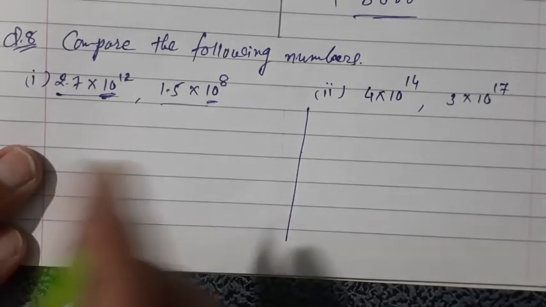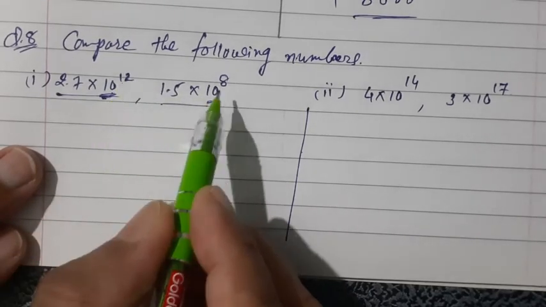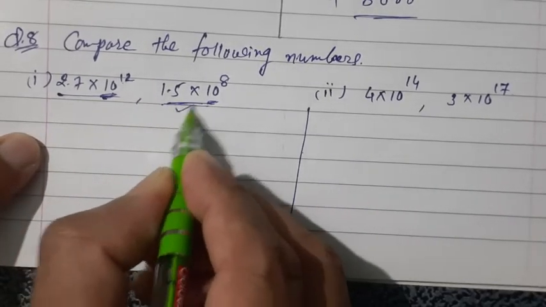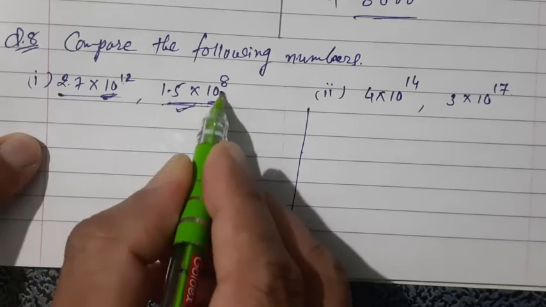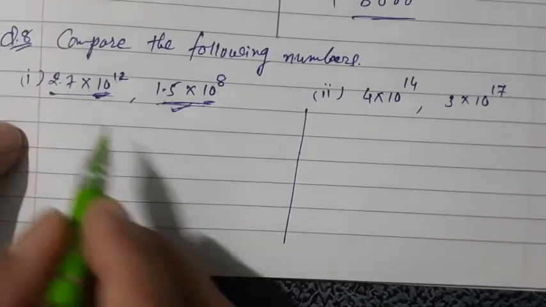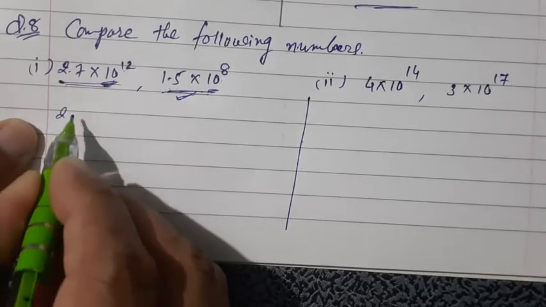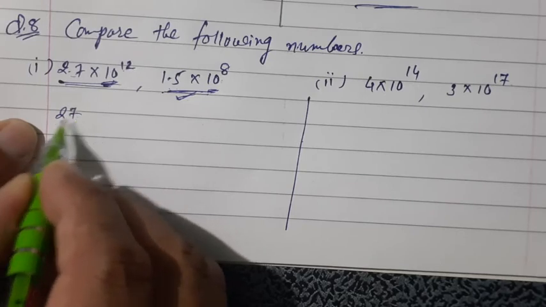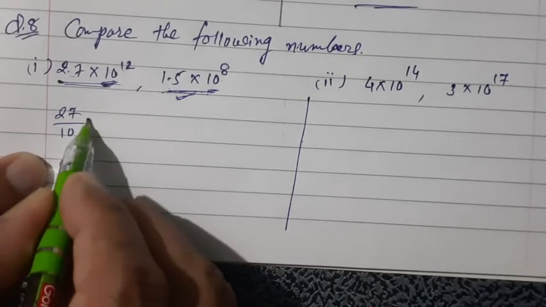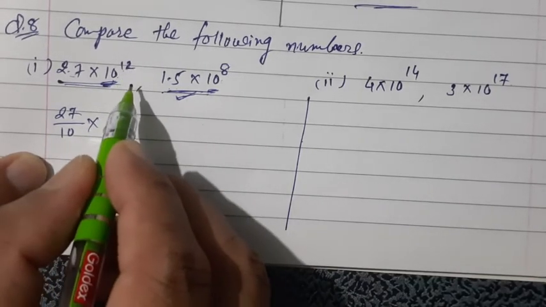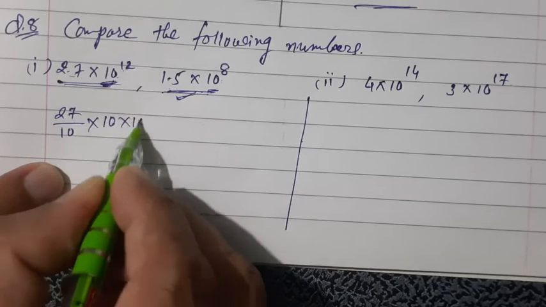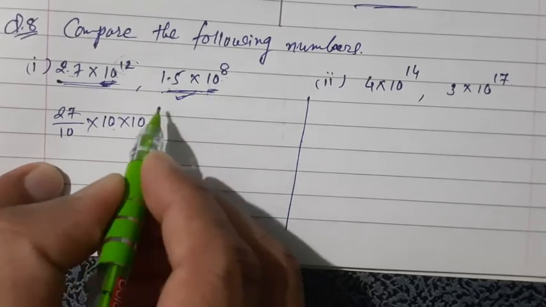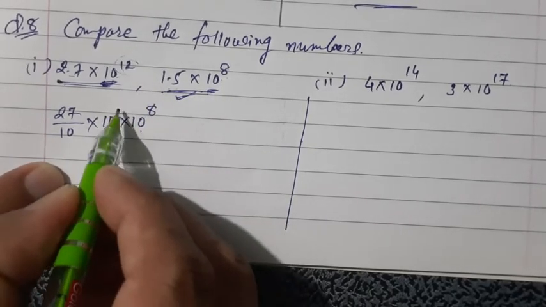Okay, so what to do? Let us convert 10 raised to 12 into 10 raised to 8 form. Just leave this one, 1.5 into 10 raised to 8, as usual. And simplify this one: 2.7, right? That means 27 divided by 10, fraction form, into 10 raised to 12. Divide that one into two parts, 10 and 10. The base is the same, it's 10, and divide 12 into two parts. One part is 8, because 8 is there here, and 8 plus 4 means here 4.